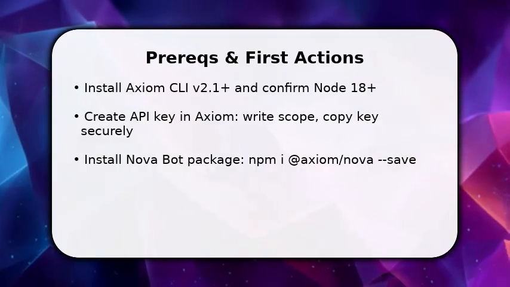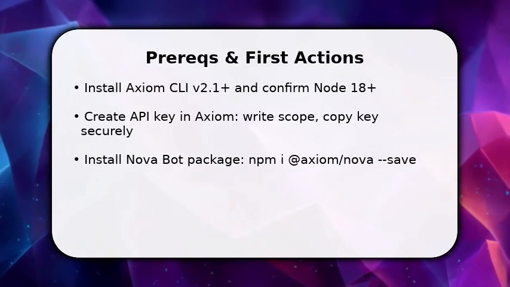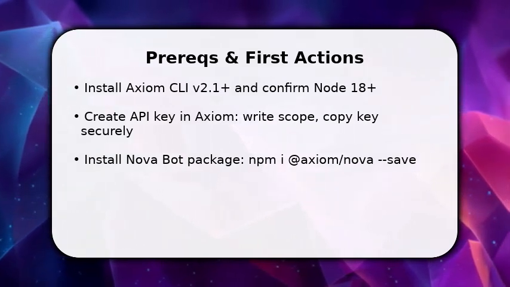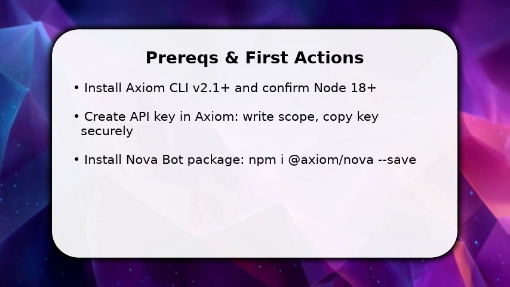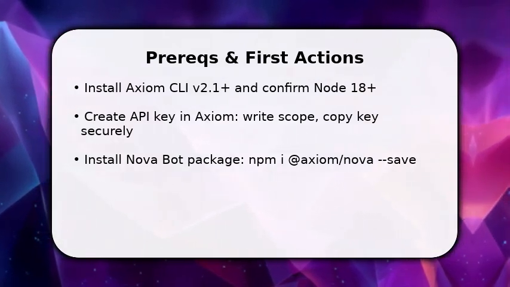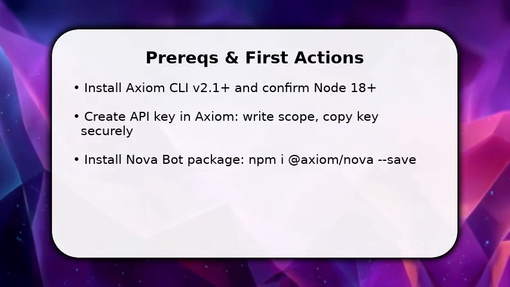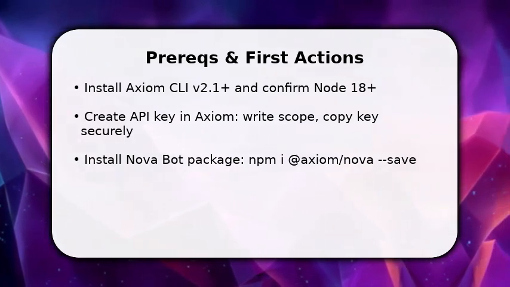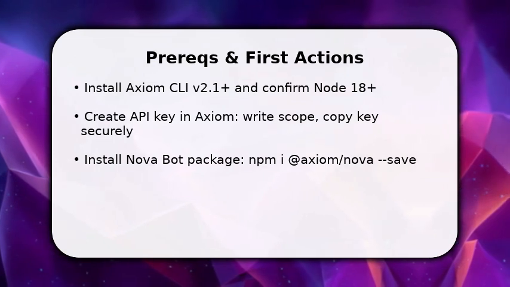You start by verifying prerequisites: Node 18 plus and Axiom CLI v2.1. Once confirmed, create an Axiom API key with the right scope and copy it. Next, install the NovaBot package using npm. That gives you the runtime and commands.